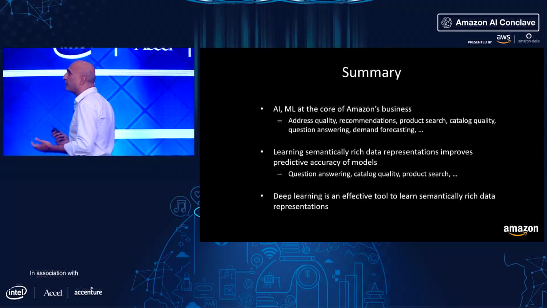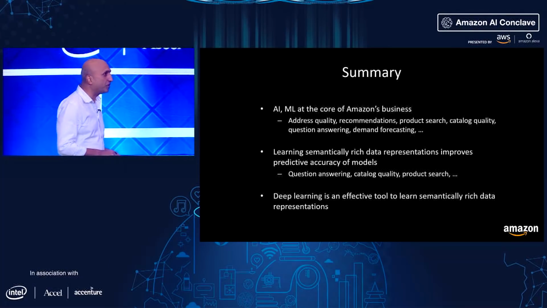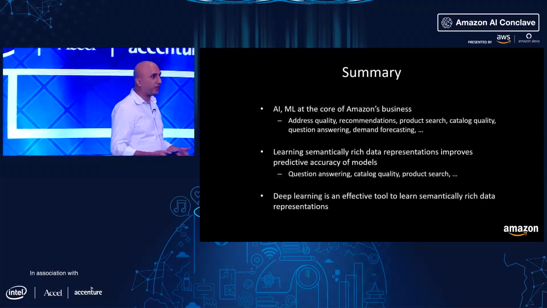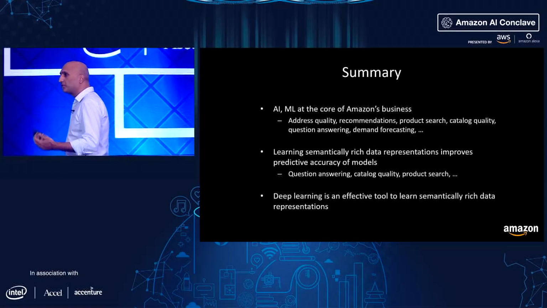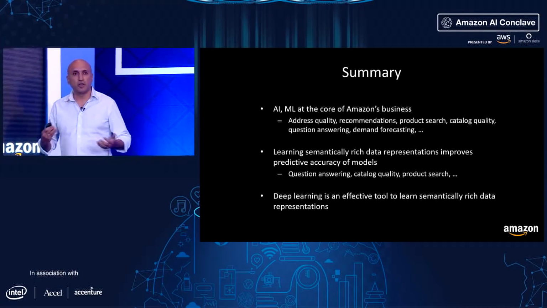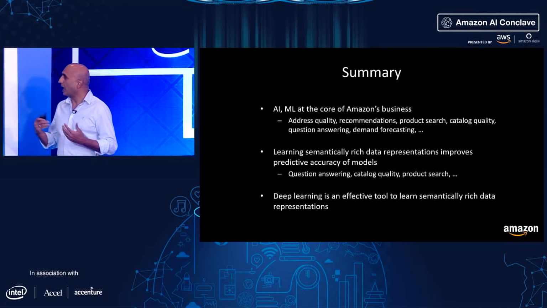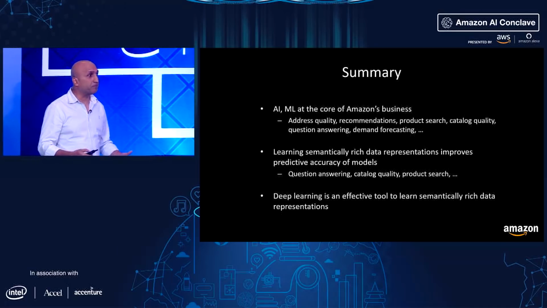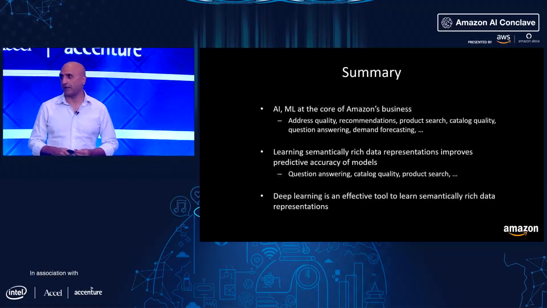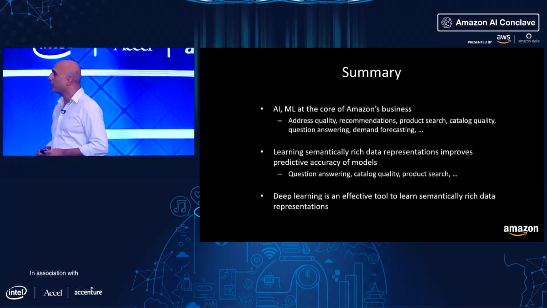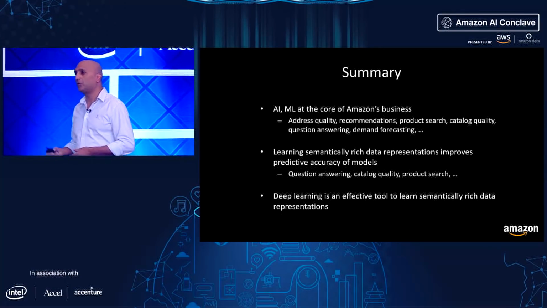So just to summarize my talk, AI and machine learning are at the core of our business. We've been working on AI and ML at Amazon for over 2 decades. Many of our technologies are now part of AWS services. We're also a big user internally within Amazon of the different AWS algorithms. Of course, deep learning is a very important technology, especially for learning semantic representations of data that we're using to power question answering, catalog quality, and product search, and a whole host of applications.